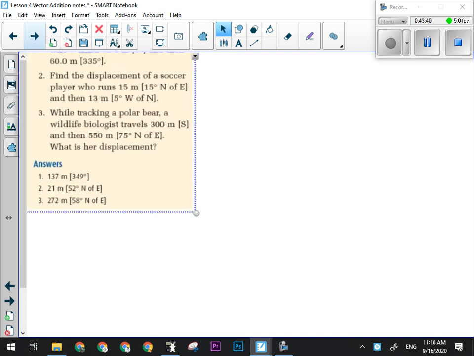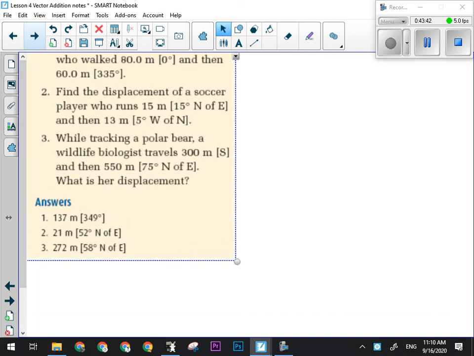Okay? Vector component addition. I'll give you a few minutes and I'll draw the diagram. Then I'll give you a few more to get the math of it done. All right? So we've got a soccer player who goes 15 meters at 15 degrees north of east, then 13 meters at 5 degrees west of north. Scale is important here. Make sure you have it drawn at least somewhat to scale.